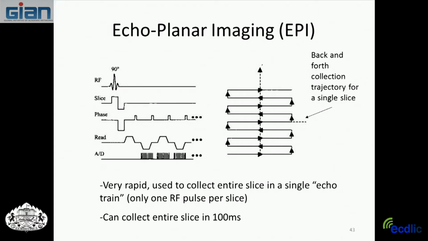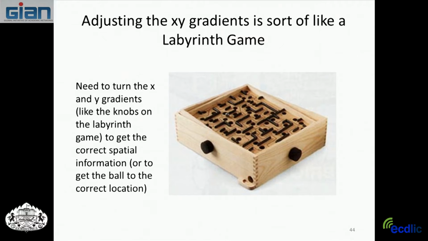And we talked about the faster techniques like echoplanar imaging, and this is what we use for functional MRI. So we flip all the protons and we measure the whole slice at once by adjusting these X and Y gradients in a similar way that we would adjust the knobs on a labyrinth, so that we can sort of direct where our signal is going and we know what we're recording spatially.